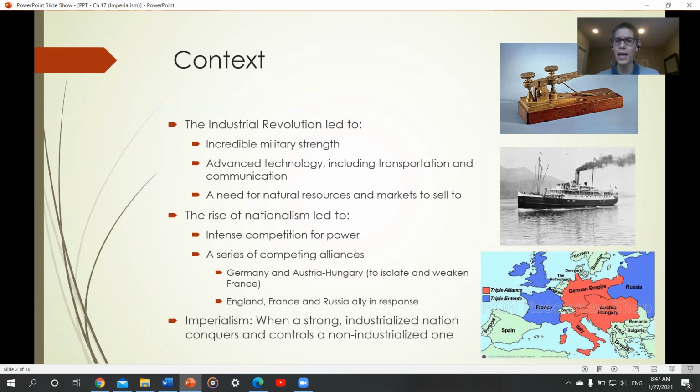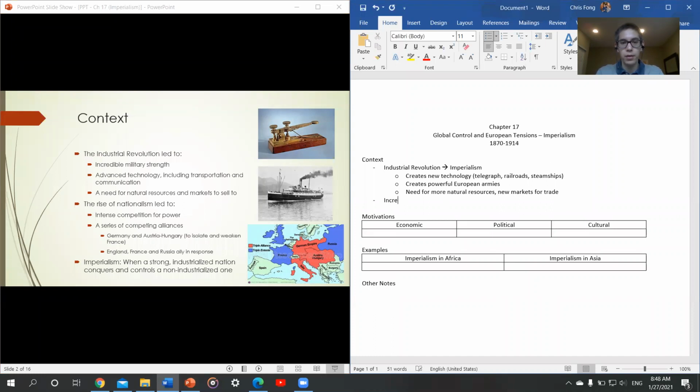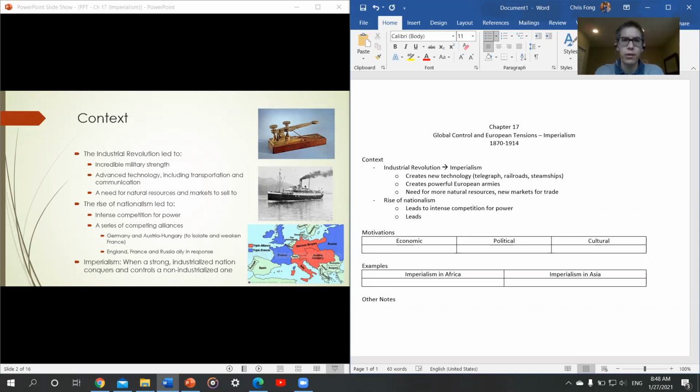And eventually, which we'll see at the end, it's going to lead to a series of alliances where countries are allying together to fight against each other for more power. You can see here, these are going to be the alliances of World War I. Germany, Austria, Hungary, and Italy, the Triple Alliance. England, France, Russia for the Triple Entente. So we also then see the rise of nationalism, which leads to intense competition for power. And it also, just kind of foreshadowing, we'll get to this later, it leads to alliances, which will eventually cause World War I.